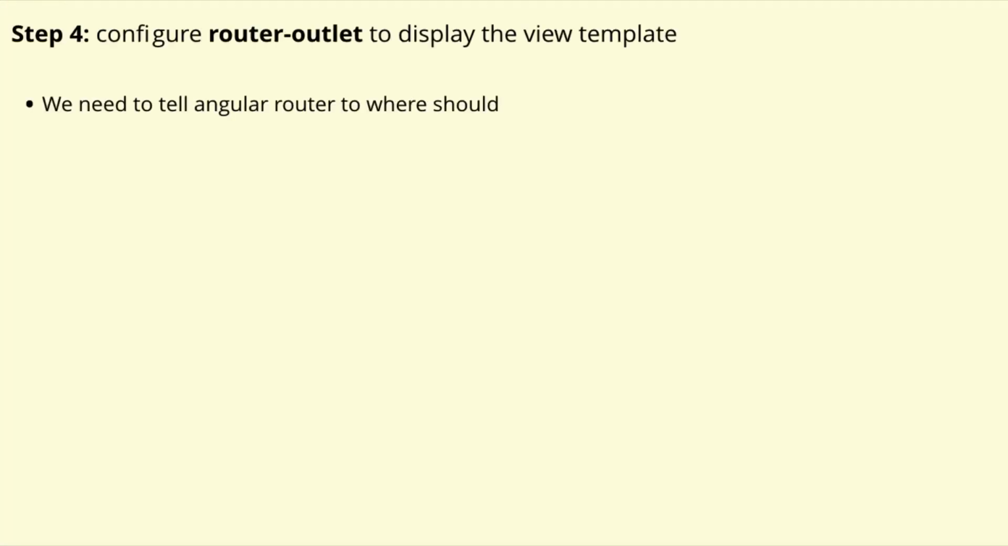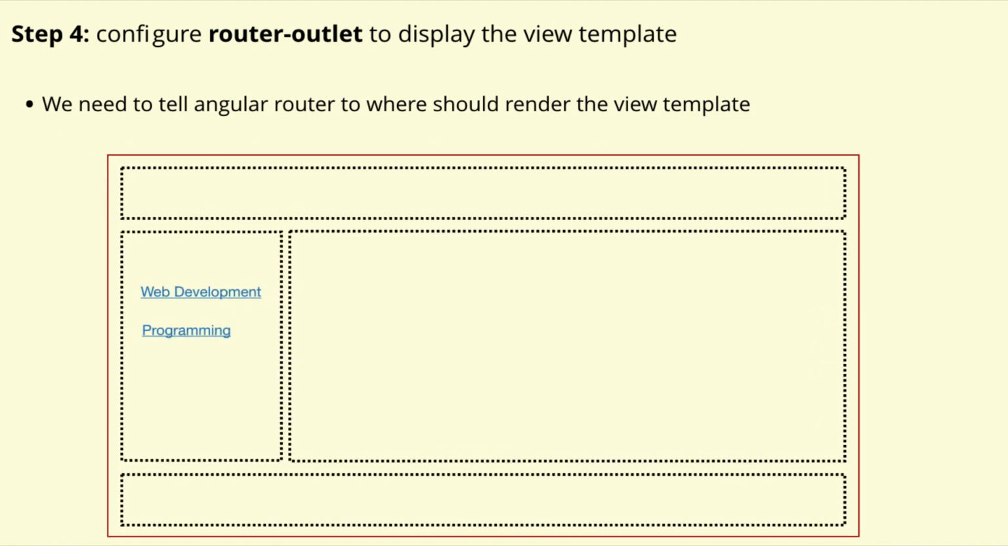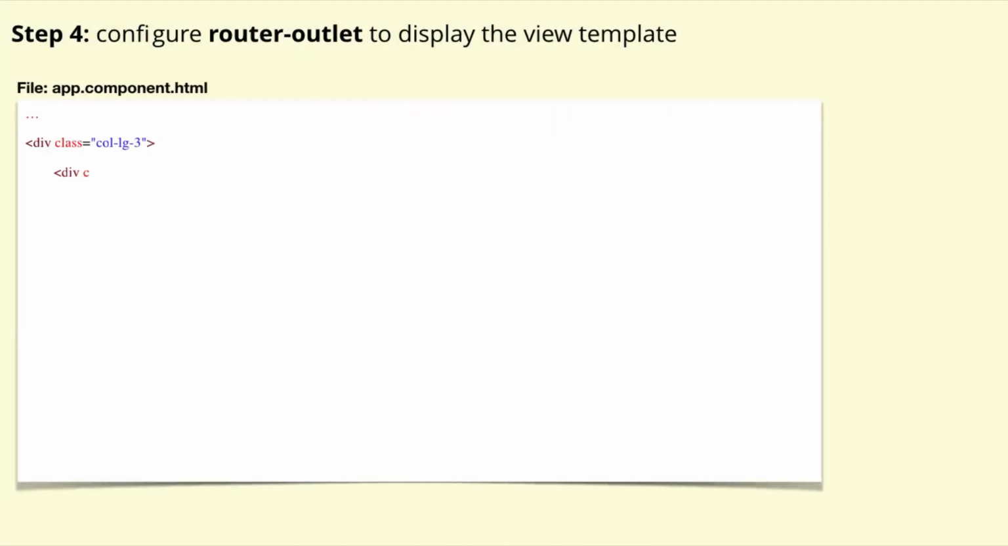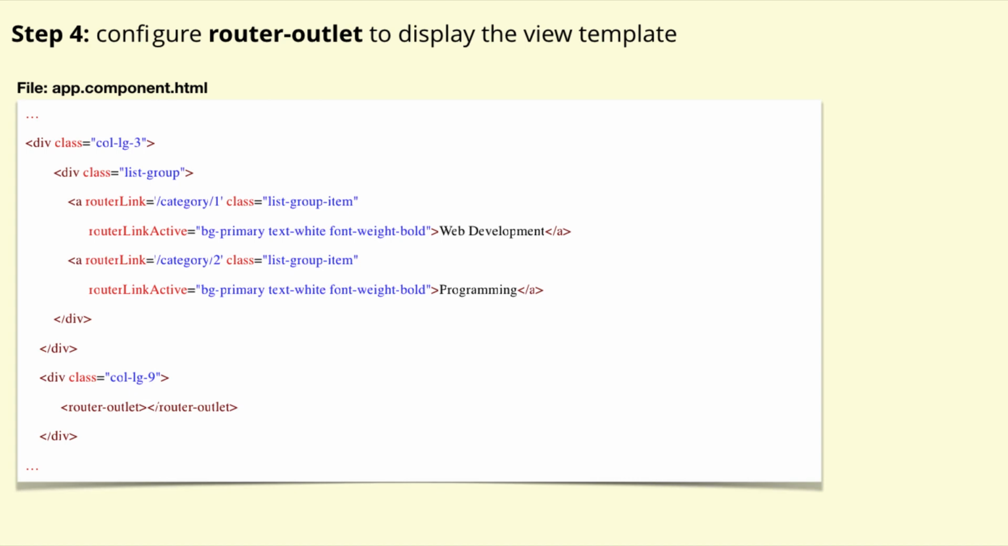So the fourth step is to configure the router outlet to display the view template. We need to tell the Angular router where to render the view template. So if the user navigates to any URL, we need to display the view template within the page content, and the way to do it is by adding a router outlet. So within our app.component.html, within our div tag, we are going to add the router outlet.